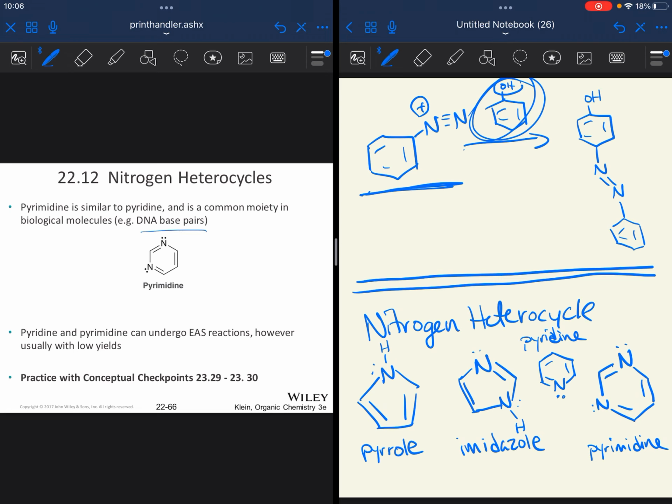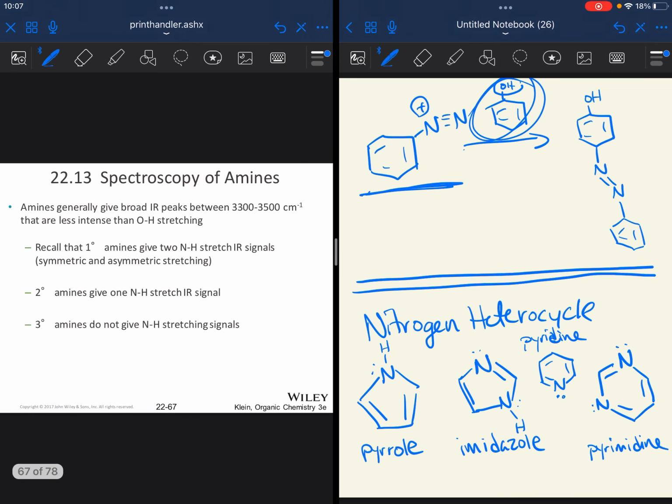You see them in DNA base pairs. So if you go on to biochem, you might be working quite a bit with pyrimidines. These 4 you can add to your nomenclature section. I may give you the structure and ask you to name it, or give you the name and ask you to draw it. So please know those 4 as we work our way towards exam 4.